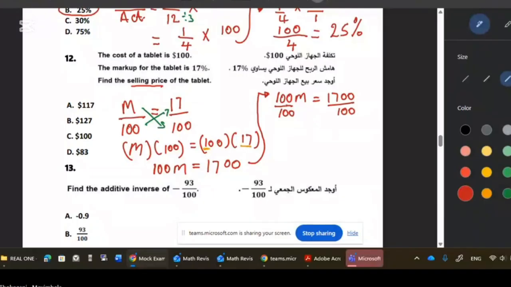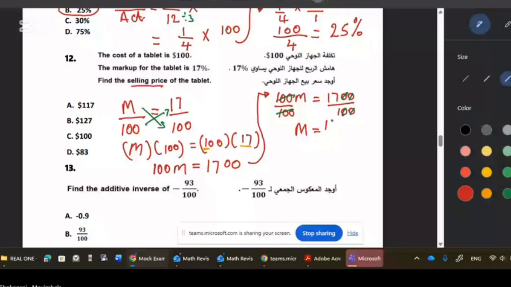Now, this 100 becomes 1. 100 divided by 100 will give us 1 M, so I'm left with M. Now, these zeros, can I do something about them? Yes, we can cancel them off, the same zero with the same zero. What am I left with now? 17 over 1.